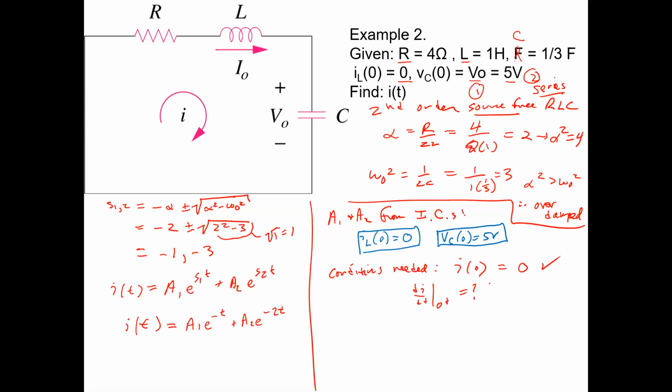But we know that vL equals L di/dt, right? No big surprise. We've been saying that over and over again. vL equals L di/dt. And di/dt at t equals 0 is going to equal vL of 0 over L.